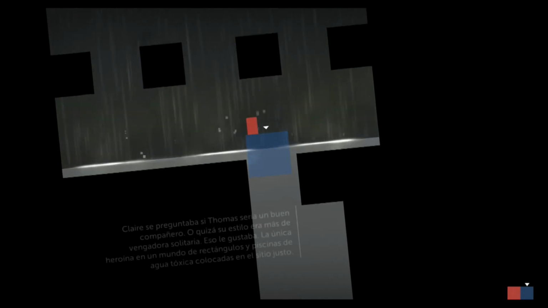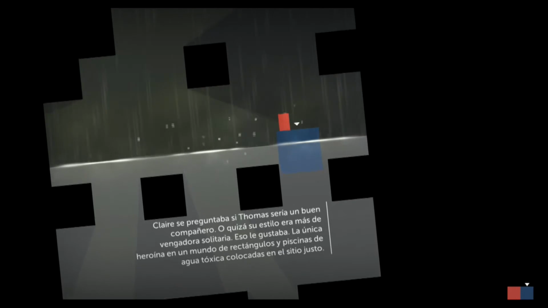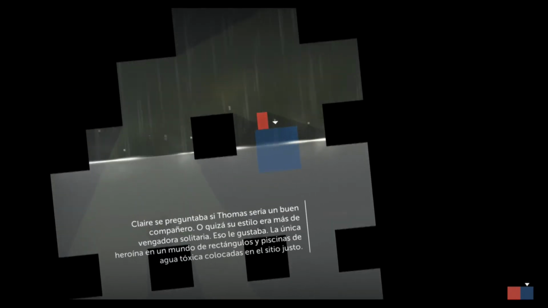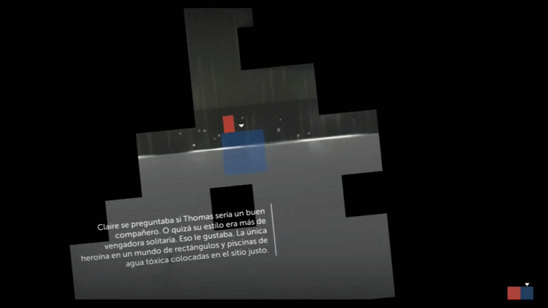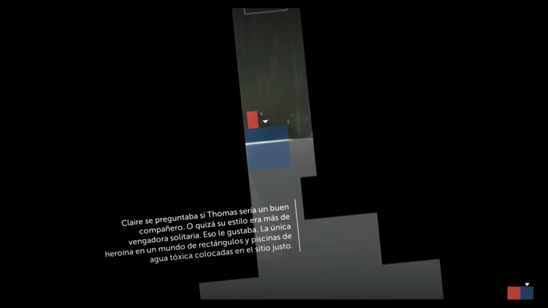So it's hopefully a nice way of solidifying all the learning the player's done about Claire up to this point. Was she more the lone Avenger type? She'd like that. A sole hero in a world of rectangles and conveniently placed pools of toxic water.